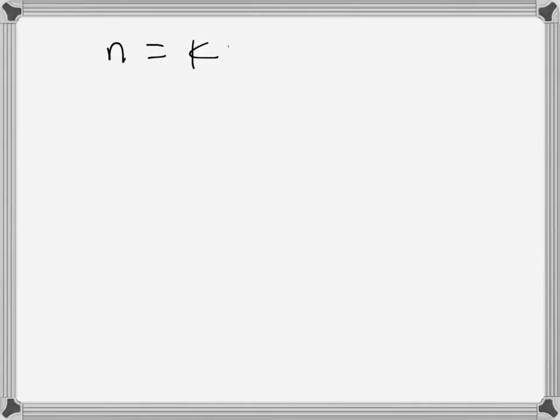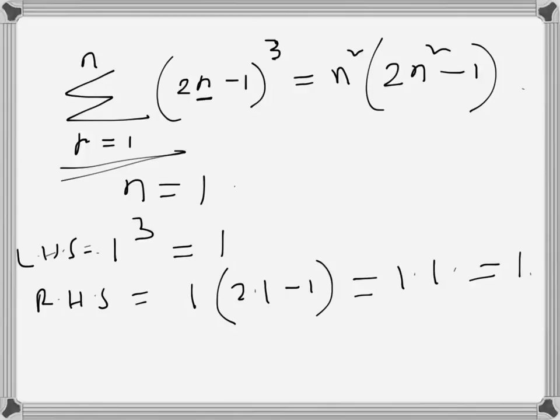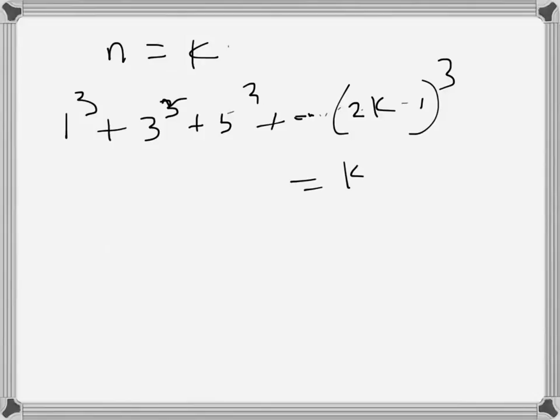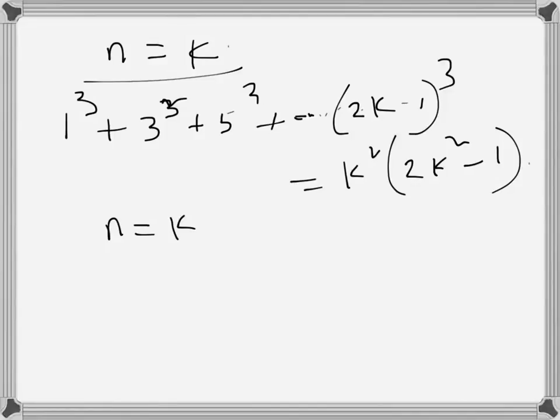So our left hand side becomes 1 cube, and when r is 2 it becomes 4 minus 1, so that's 3 cubed. So basically all the odd numbers up to 2k minus 1, that's a series there, cubed, and that will be equal to k squared times (2k squared minus 1). So this we are assuming, and then we are seeing what happens when n is equal to k plus 1.